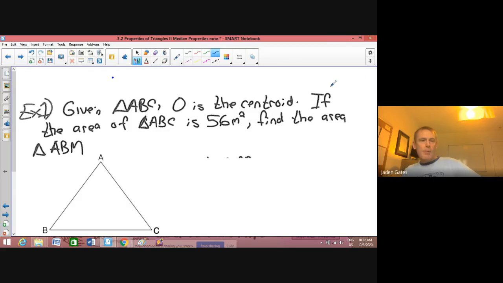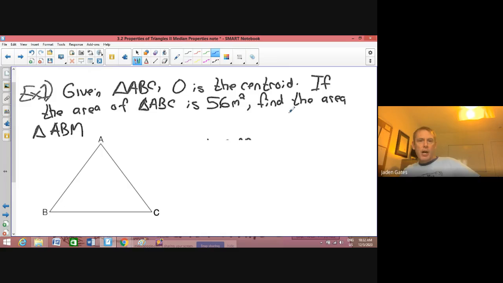Given triangle ABC, where O is the centroid, if the area of ABC is 56 meters squared, find the area of triangle ABM. All right, so actually ABM. So I'm going to draw this. So I have triangle ABC here. All right, and the M is referring to the midpoint. All right, we'll get to that.